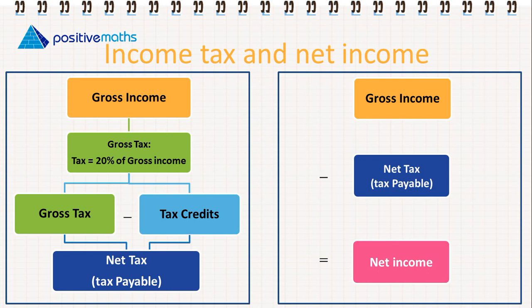So let's just look at this diagram. It identifies the steps that we need to take to work from people's gross income to their net income. Starting off at the gross income, the first step is calculating the gross tax. That's 20% of the gross income, so we're calculating a percentage. The next step is taking our gross tax and subtracting our tax credit. This will help us to calculate our net tax, the amount of tax we will actually pay. If we take the money that we earn minus our net tax, that will give us our net income. This can also be called our take-home pay.